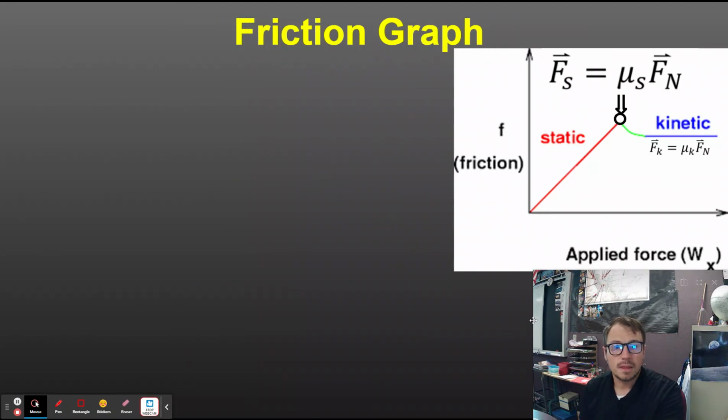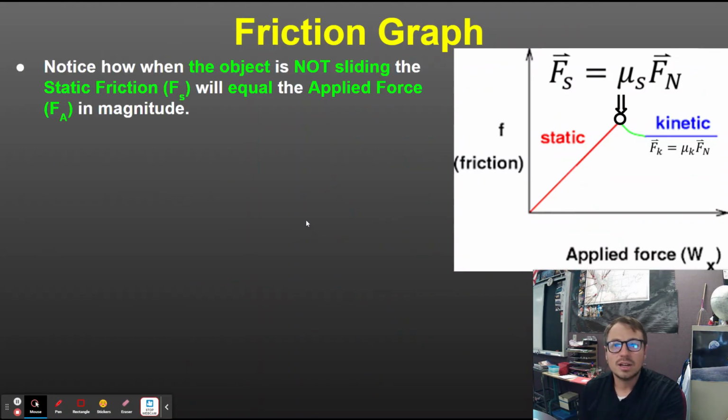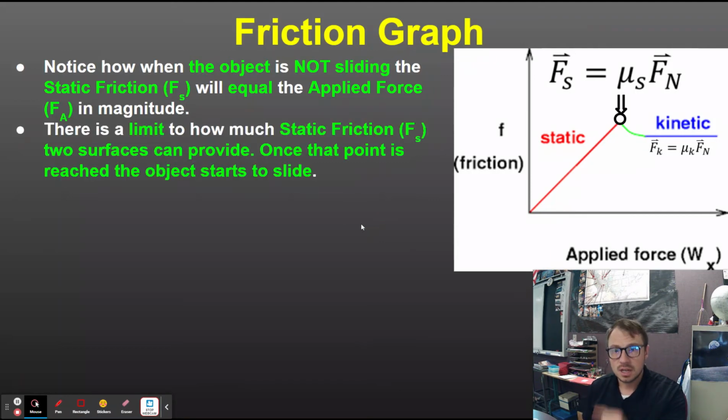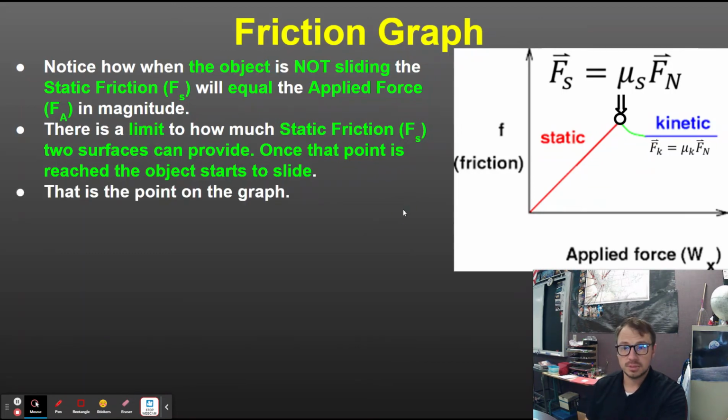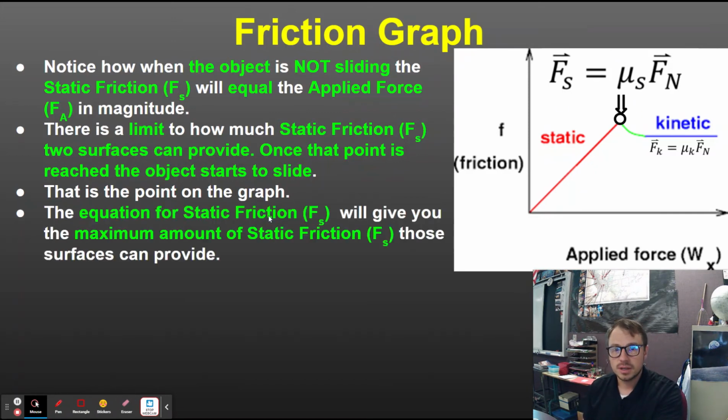All right, so if we look at a graph, notice that when the object is not sliding, the static friction will equal the applied force. So that's this red bar right here. So the static friction will equal that applied force. There is a limit to how much static friction two surfaces can provide. That's that point right there. Once that point is reached, the object starts to slide. That's what this equation gives us, that maximum static friction.